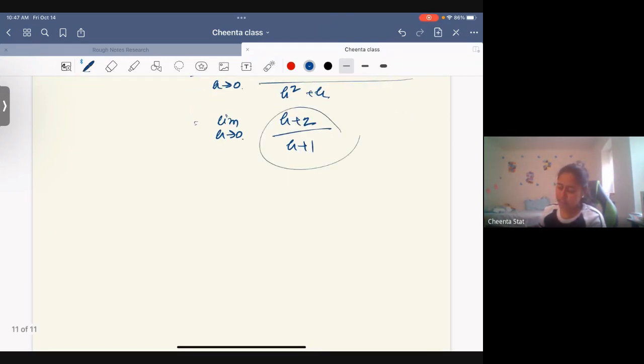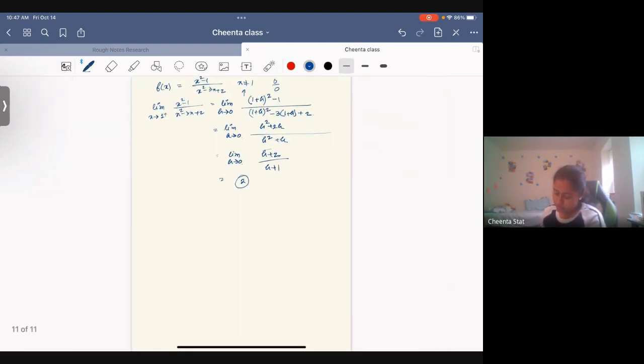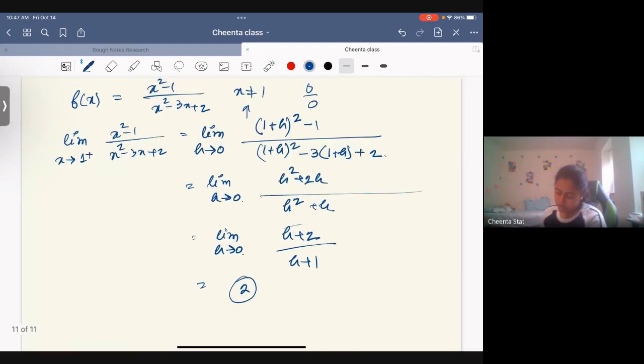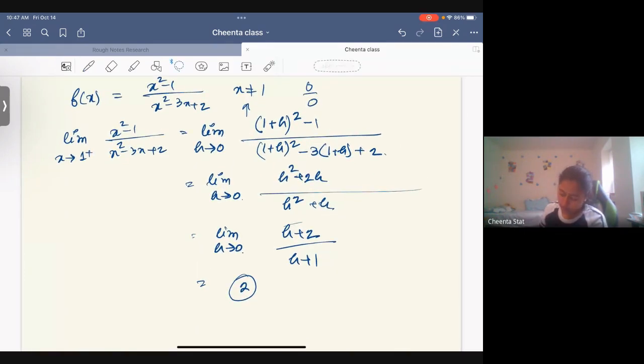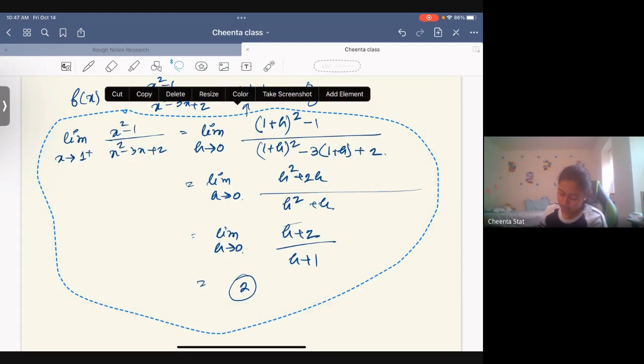Now this function is pretty much doable if you put h equals to 0. Sorry for the mess. Okay. And if you put h equals to 0, then it is coming 2. So this is pretty nice. From this form, we have transformed this in another form. This is what is important. So this is the left-hand limit.